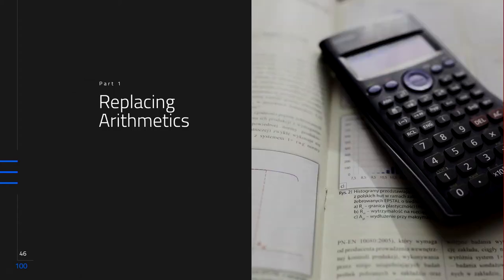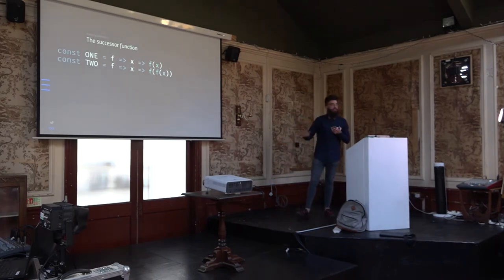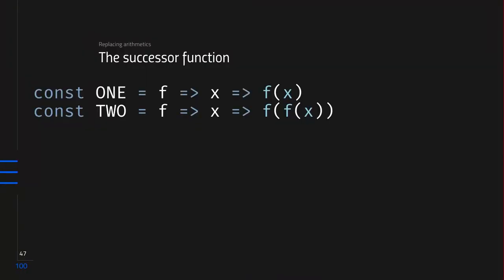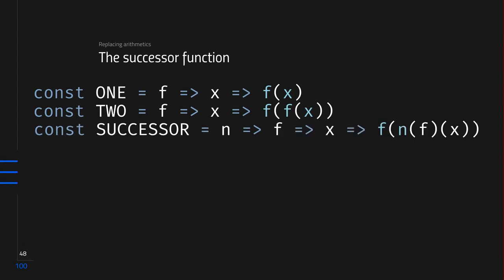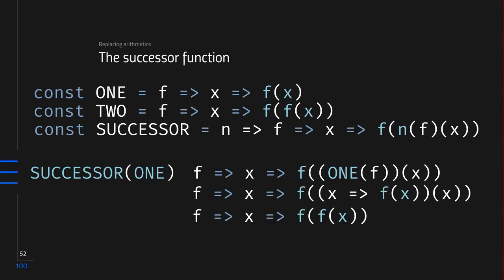Now we need to replace arithmetics with functions. I'm not going to use any plus symbols, minus symbols, anything. It's just going to be functions, right? So for us to have addition, we need to have a very basic thing, which is the successor function, which when passed one, we return two. So what's the difference between one and two? It's just one function application, right? So the successor function will only apply f one more time to whatever we pass to it. So if you pass to it one, what is it going to do here? As you can see, it's going to replace n in this function. And in the end, you get one more function application to x. So there you go. This is the successor function.